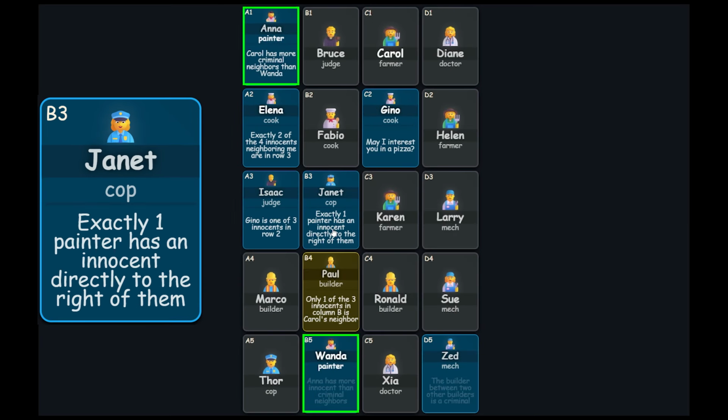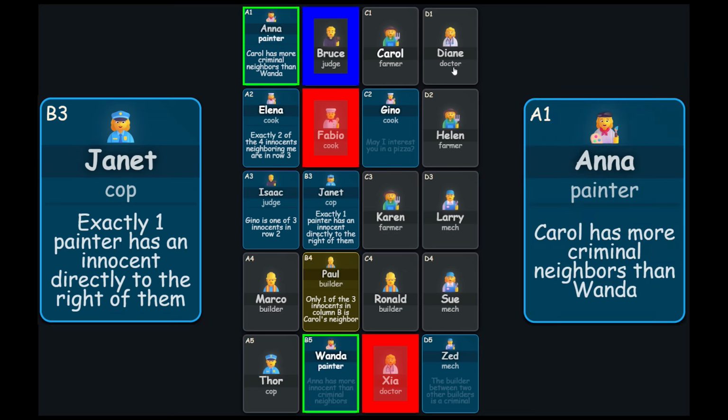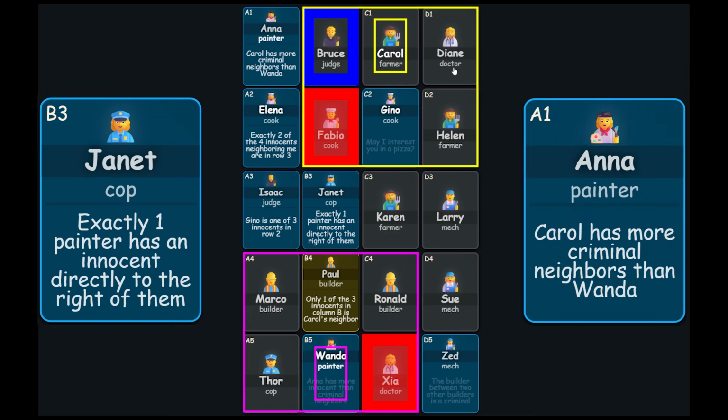Exactly one painter has an innocent directly to the right of them. So one of these two must be innocent. Let's assume Bruce is innocent. Then Fabio and Sia must be criminals. If you look at Anna's clue, Carol must have more criminal neighbors than Wanda. Since Wanda has two criminal neighbors, Carol must have three or more. So Diane and Helen would have to be criminals.